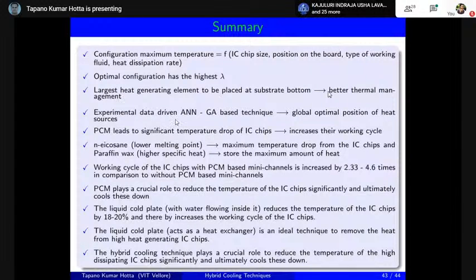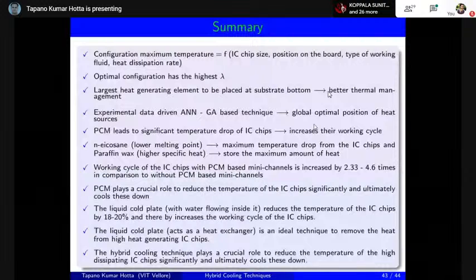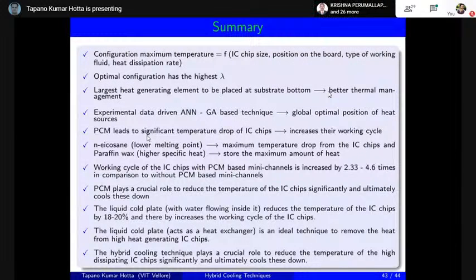And we have gone to a robust optimization technique, the ANN GA-based technique, and this has helped us predict the optimal configuration of the chips. Then we wanted to reduce the chip temperature more effectively, so we went to the PCM-based technique, and it has increased the working cycle of the chips, with an enhancement ratio of 3.08 times. If you go for N-icosane, it has a slightly lower melting point, but this will help you reduce the temperature of the IC chips effectively.